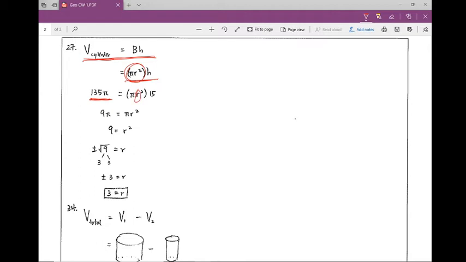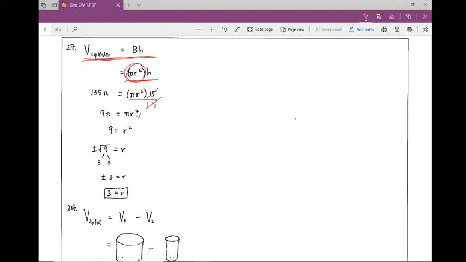They did not give you the radius. In fact, they asked you to find the radius, but they did give you the height. So plug that information into this equation, and we can solve it, since we only have one unknown. I'm going to divide both sides by 15. 15 cancels out, and I get this expression. 135 and 15 comes out to 9.